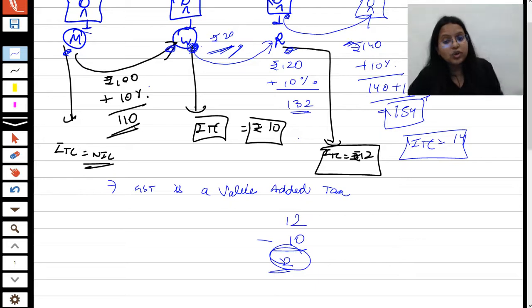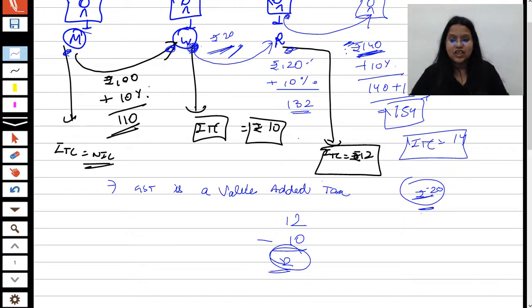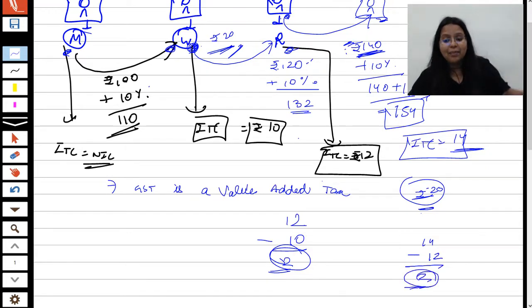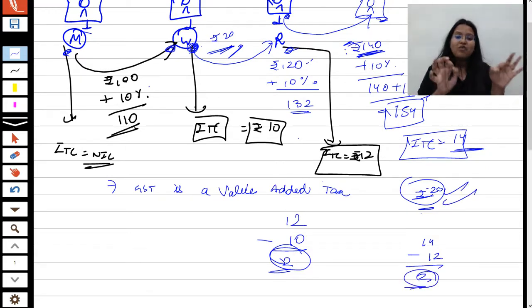The retailer is selling this product to the final consumer for how much? For rupees 140. Now, how much value has been added to the product? Rupees 20. Okay. Now let's verify whether GST is actually a value added tax or not. So the final consumer has given the GST of rupees 14 to the retailer. But the retailer is saying to the government, I have already paid rupees 12 because I have an ITC, an input tax credit of rupees 12. So I am paying you only rupees 2 again. That is 10% of this value added. It means it is a value added tax.